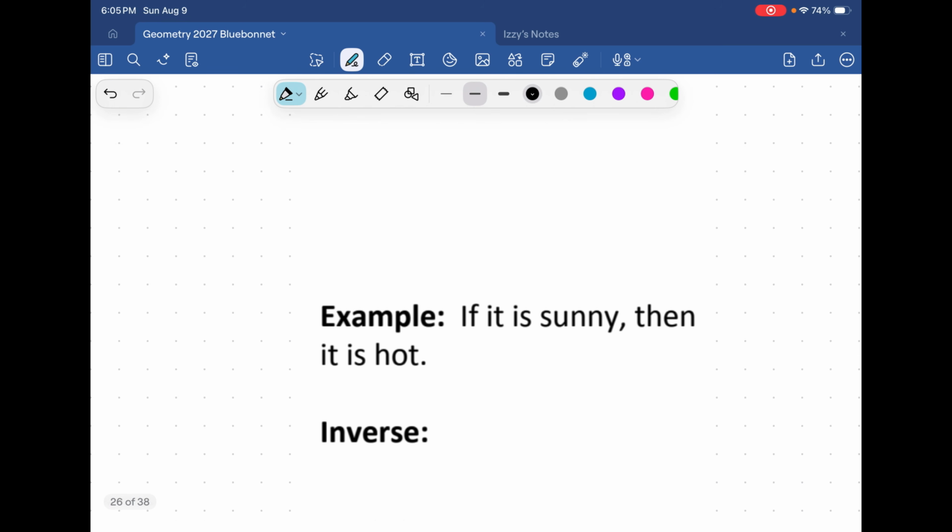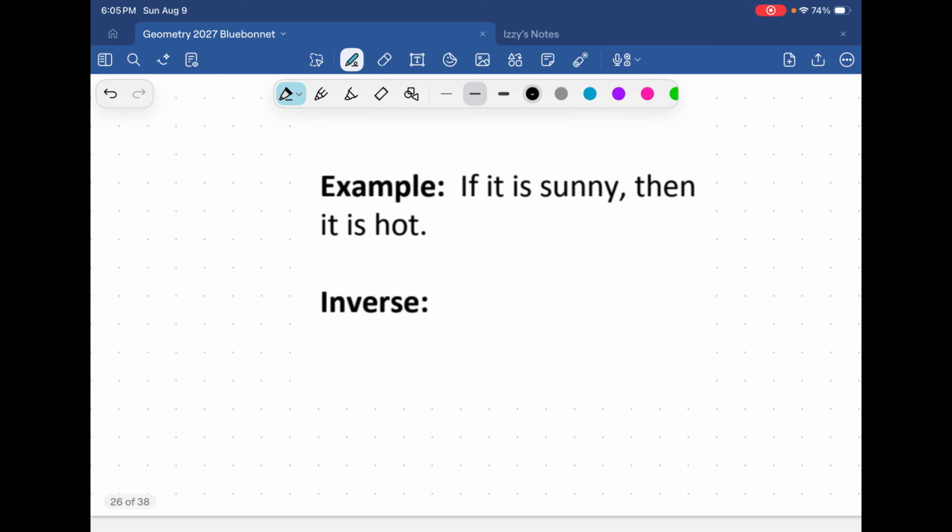All right, let's go ahead and take a look at our example. If it is sunny, then it is hot. Remember, you want to go through and identify the hypothesis and the conclusion as they are first. You want to make sure you know, nope, I want to circle. There we go. You want to know what the hypothesis is, and you want to know what the conclusion is.